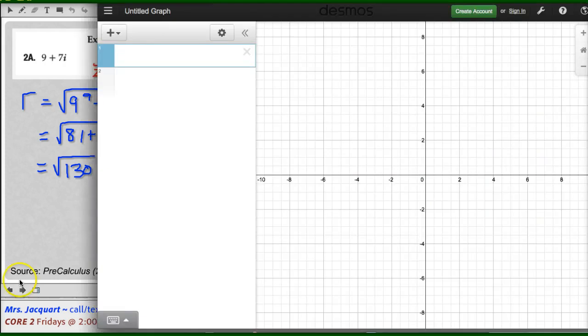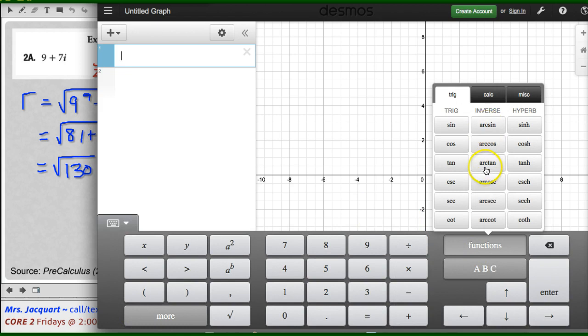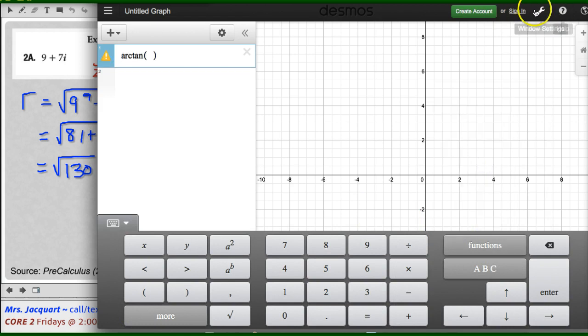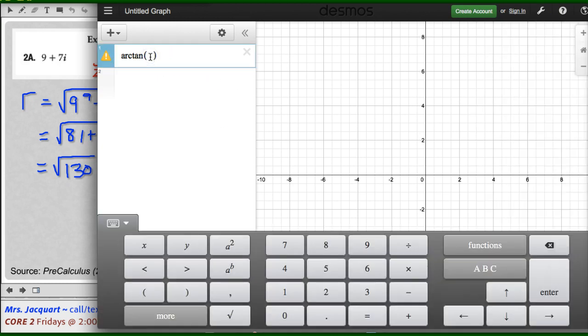Let's find a calculator and crunch it in. So let's find the arctangent, because in this calculator it's arctangent. And depending on if you want to be in degrees or radians, let's go for degrees. Arctangent of 7 divided by 9. That's going to be 37.9 degrees.